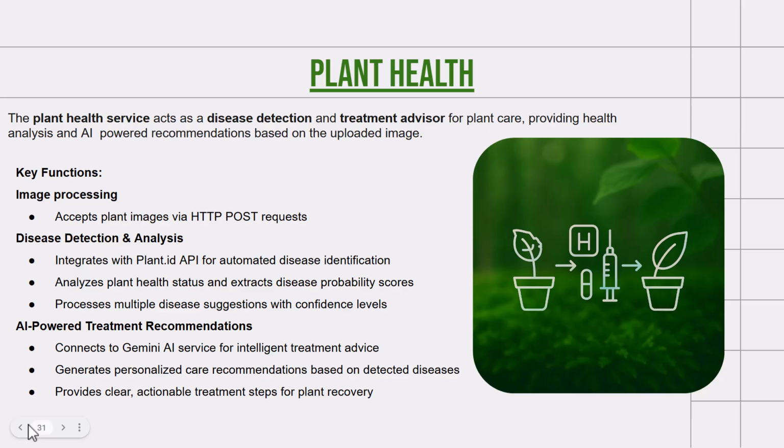Now I want to introduce one of the new microservices that we added in this version 2, which is the Plant Health Service. Here, users can upload an image of their plant. The system integrates with the plant.id API to detect potential diseases and provides probability scores. Then it uses Gemini to generate personalized treatment advice and offers clear steps for recovery. This service makes the platform proactive, helping users diagnose and treat problems before it's too late.